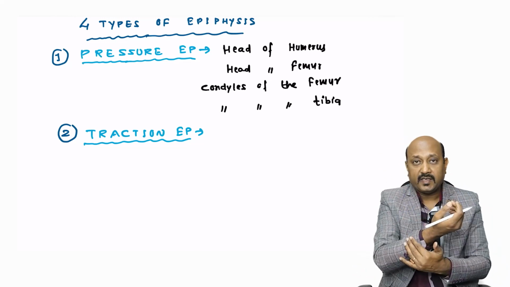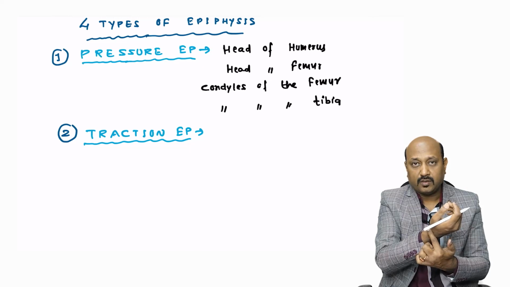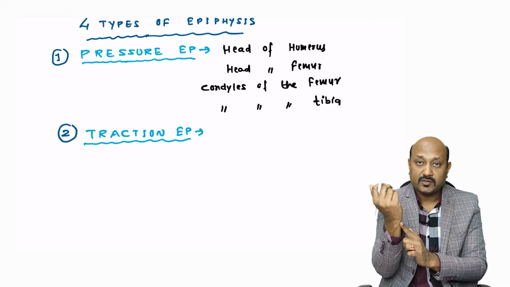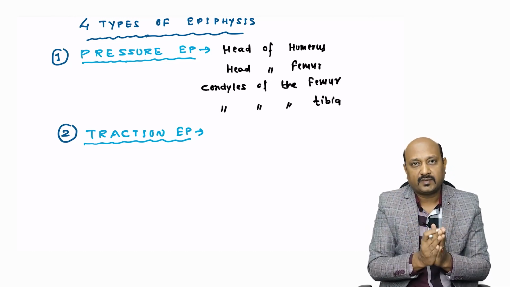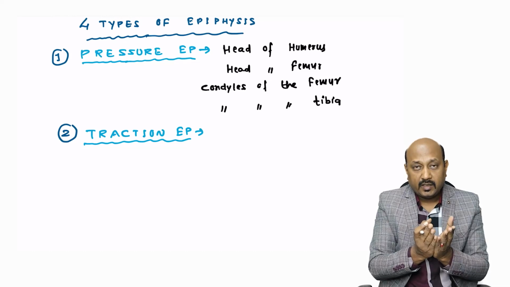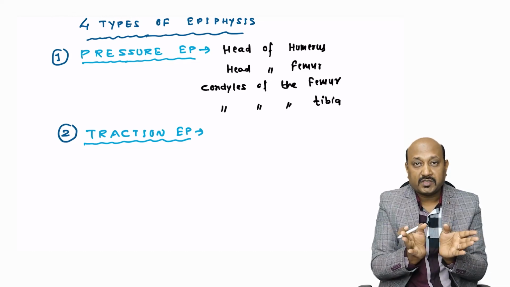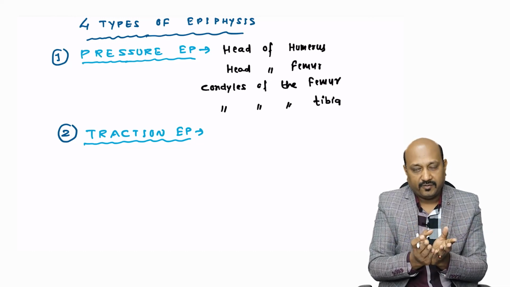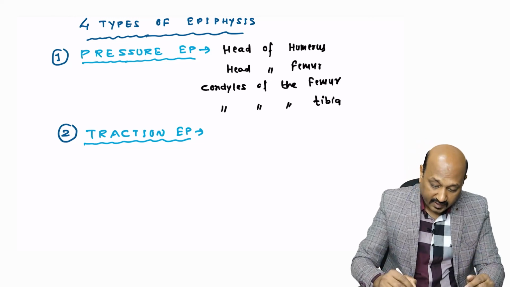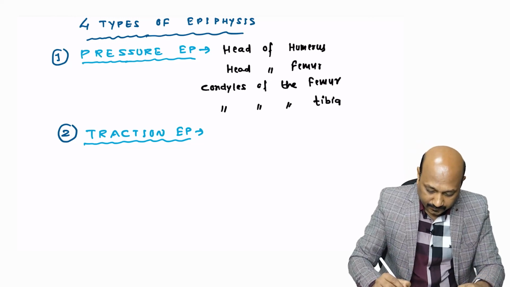If you see the radius, there is a projection at the lower part, the styloid process of the radius, and the styloid process of the ulna. These two projections are again examples of the traction epiphysis. In the tibia and fibula, we have two projections, the lateral malleolus and the medial malleolus. These are examples of the traction epiphysis, right? So what are the examples? Let's write the examples.